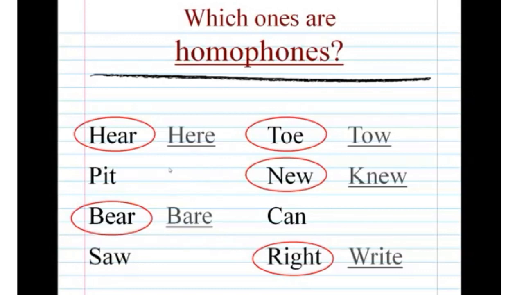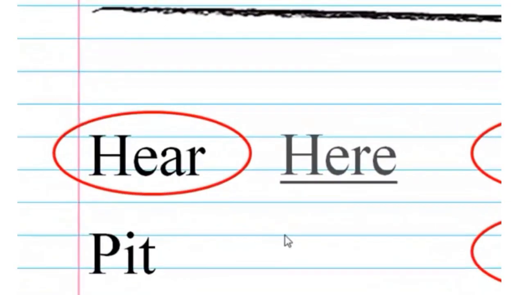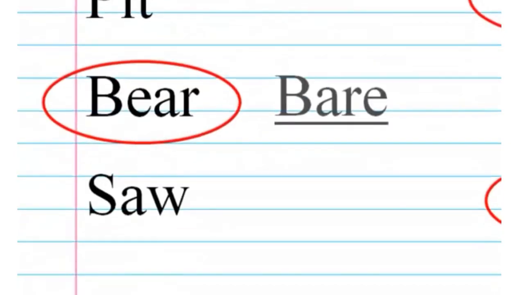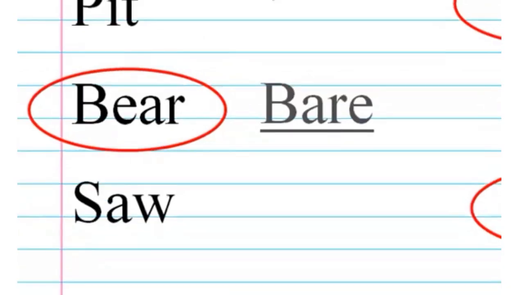Okay, we have hear. In this case, hear means to hear with your ears. And then we have the other type of here, which would mean this present location. These are homophones because they have the same sound, but do not have the same meaning or the same spelling. Bear and bear: the first bear is the animal, the second refers to not having very much attached.